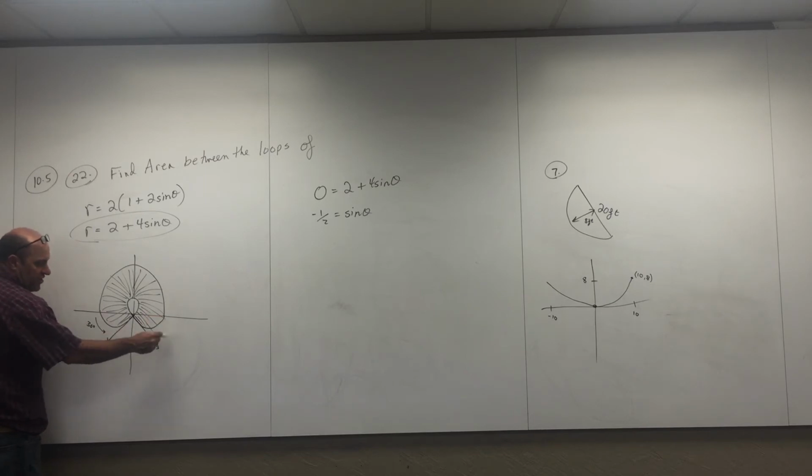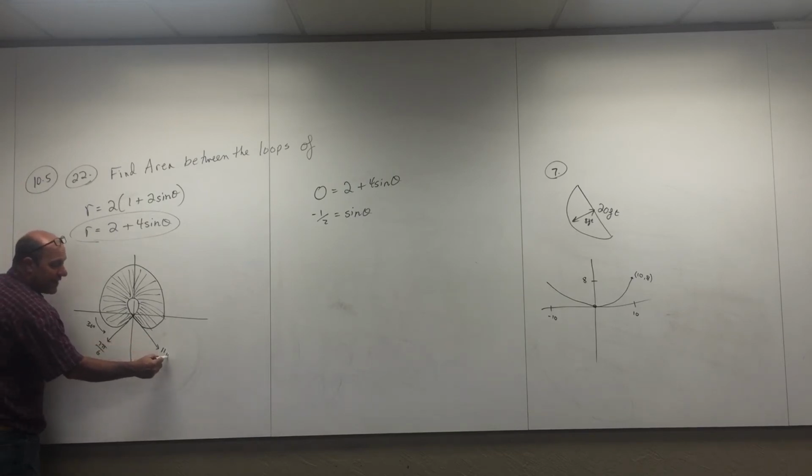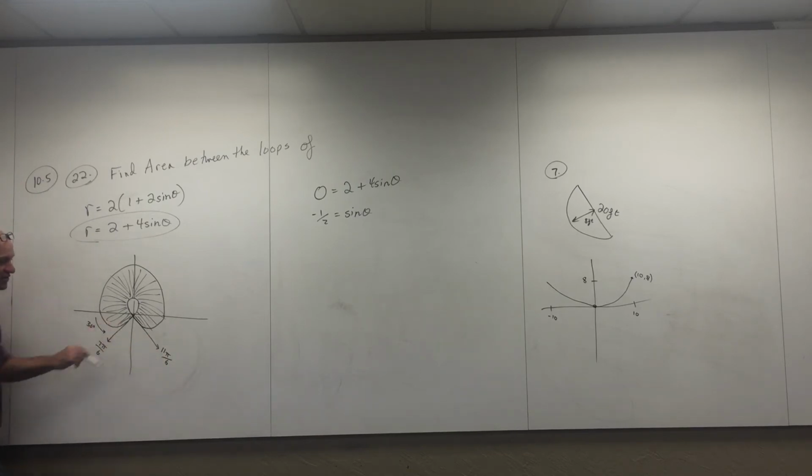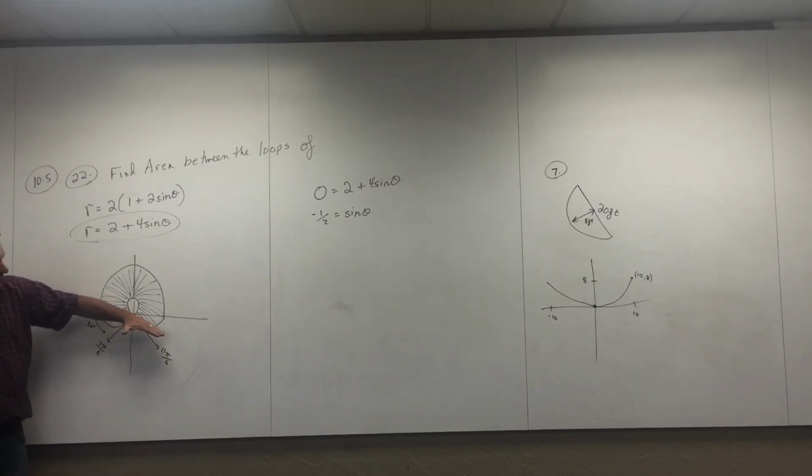This 30 degrees, I could call it negative pi over 6, negative 30 degrees, or I could call it 11 pi over 6. By the way, my picture doesn't really look like 30, does it? It looks like 45 or 60. Sorry about that. It should be more over here, but that's just my sloppy picture.